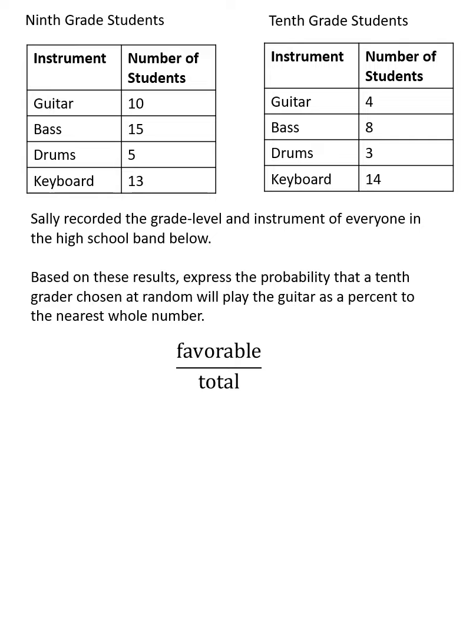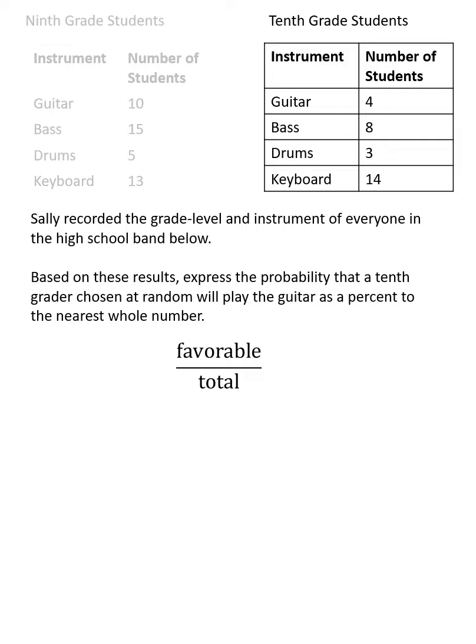Well, you'll notice in this problem that even though they list 9th and 10th grade students, the question is only about the probability that a chosen 10th grader will play the guitar. So sometimes in probability problems, you have to ignore things that aren't relevant. The 9th graders simply aren't relevant to any of the calculations here, based on the way the question is phrased.